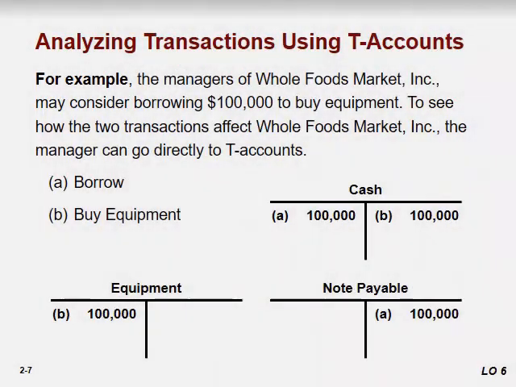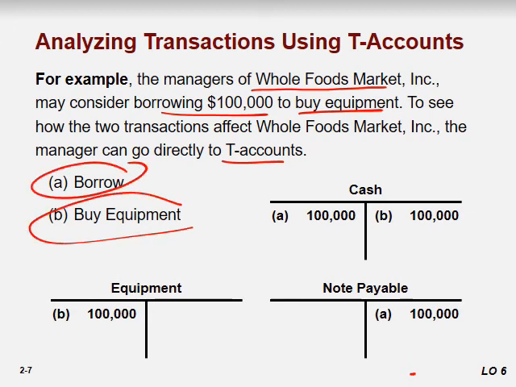So here it is. For example, the manager of Whole Foods Market Incorporated may consider borrowing 100,000 to buy equipment. We do not necessarily make journal entries because we are in a hurry and want to see its effect, how it is going to affect, so we go directly to the T accounts. First of all, categorize this transaction into its possible parts. First, he borrows the money and he buys the equipment. When he borrows the money, what happens?